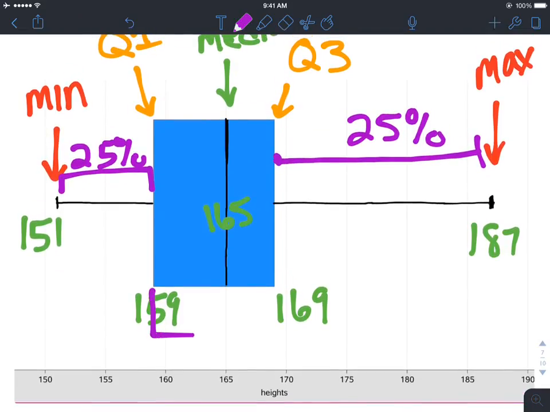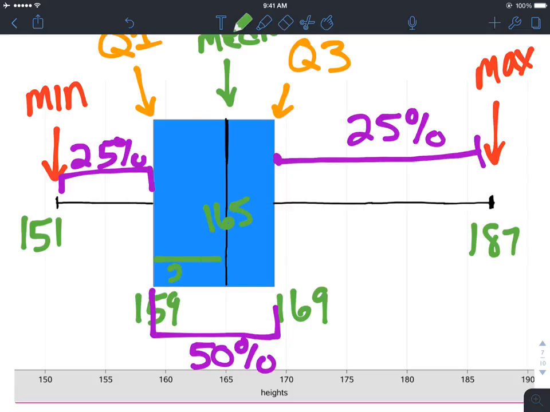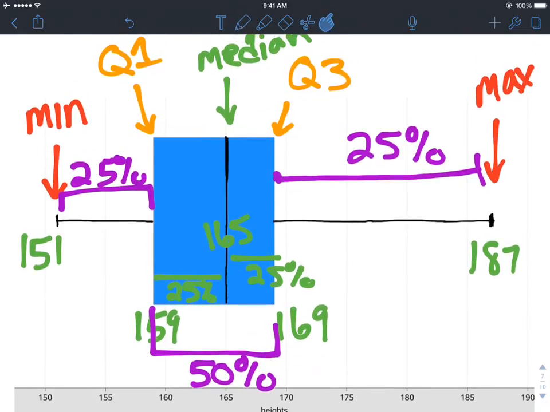Finally, this box part contains 50% of the data, where we have 25% of the data in between Q1 and the median, and 25% of the data in between the median and Q3. And that is a 5-number summary. The things I'm highlighting right there: the minimum, Q1, median, Q3, and the maximum.